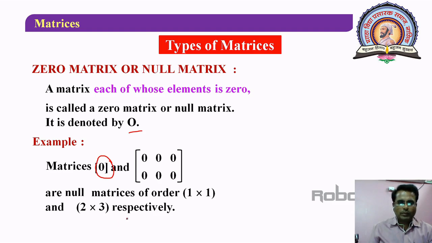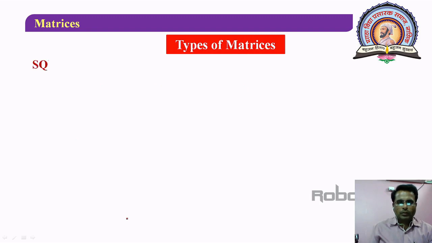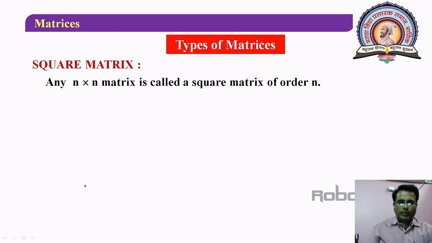So this way you can consider null matrices. Then the next type is square matrix. We have just seen rectangular matrix, where the number of rows is not equal to the number of columns, but here we will observe that n, that is the number of rows, is equal to the number of columns. So such a matrix is called a square matrix of order n. So if the number of columns is equal to the number of rows, it is a square matrix.